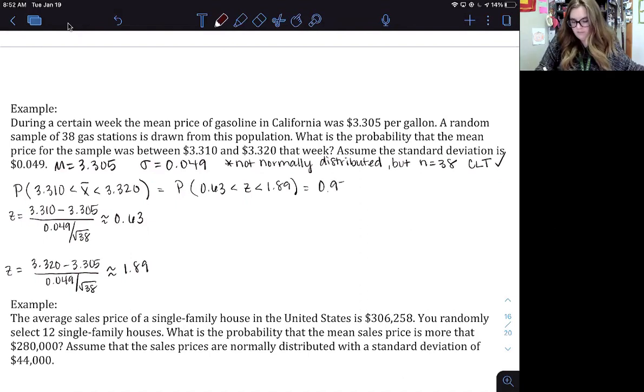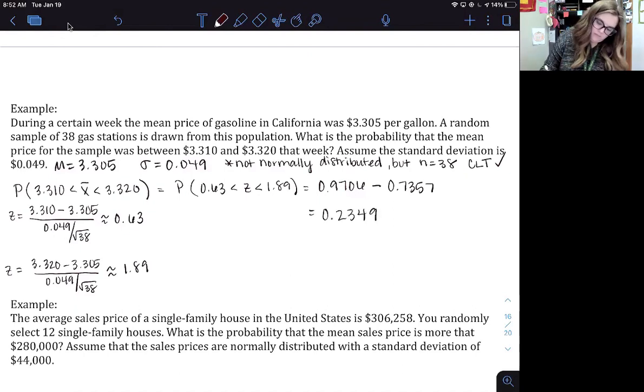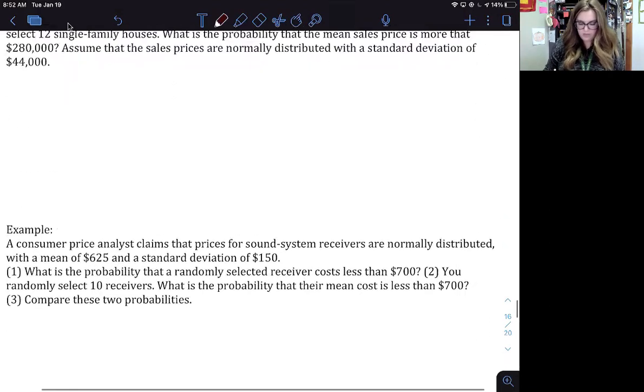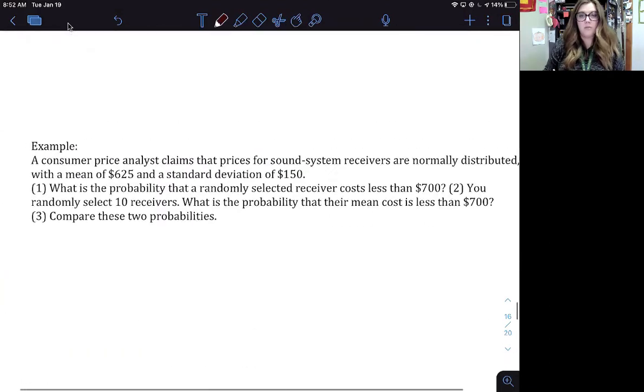The area for 1.89 gives us 0.9706, minus the area for 0.63, which is 0.7357. And if we subtract those, oops, I missed a number. Sorry about that. How about positive 0.2349? Okay. All right, so I want you to try the next two examples, and then we will go over them in class.